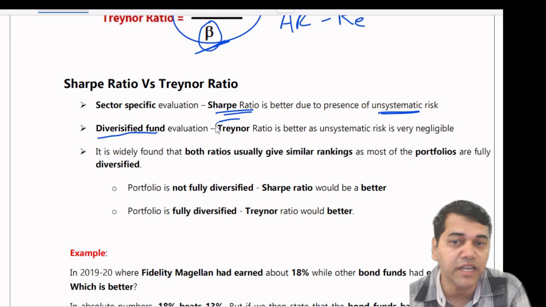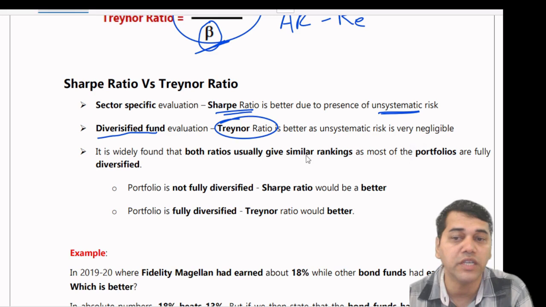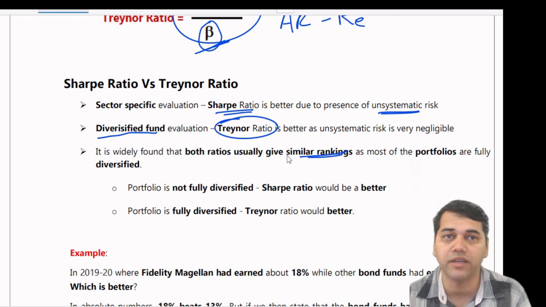It is widely found that both ratios usually give similar rankings. One giving a positive ranking and the other a negative ranking generally does not happen, as most portfolios are fully diversified. If it is not diversified, you have to use the Sharpe ratio. If it is diversified, you can use the Treynor ratio.